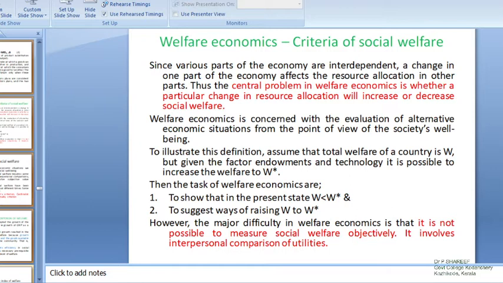However, the major difficulty in welfare economics is that it is not possible to measure social welfare objectively. It is a subjective concept. Social welfare refers to social well-being. To evaluate social well-being, it involves interpersonal comparison of utilities. As a result of many policy changes, some persons become better off while some become worse off. Such situations involve interpersonal comparison of utilities.